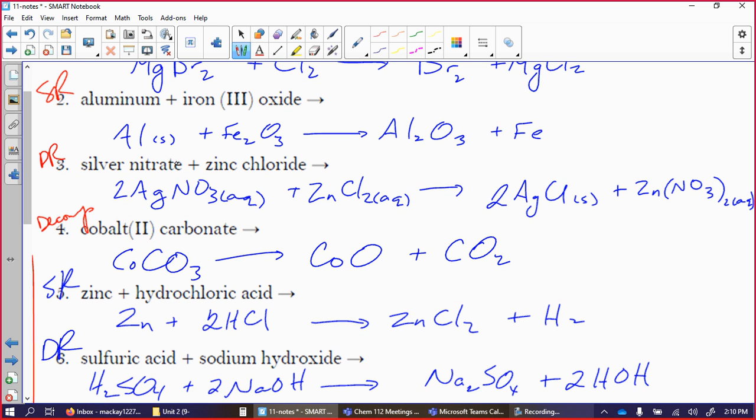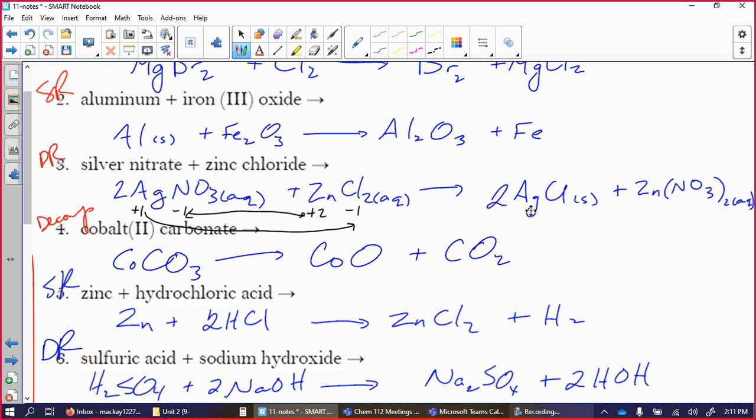If I look at this one, silver nitrate is Ag and NO3, zinc chloride. This is +1. This is -1. +2, -1. So I'm going to take the positive from this one and it's going to make a compound with the negative chloride. Well, I've got +1 and -1, so that gives me AgCl. And then the +2 and the -1 there gives me Zn, 2+, so I need 2 NO3s.